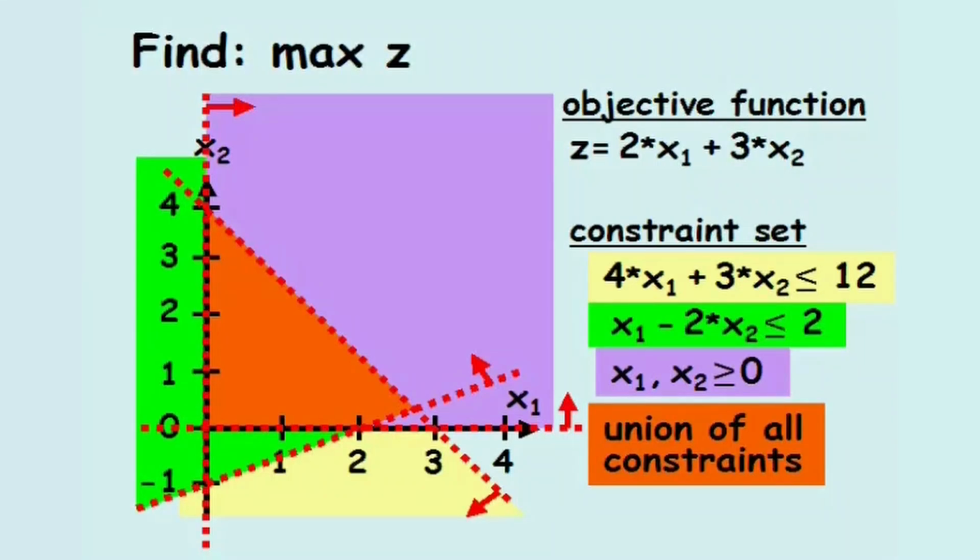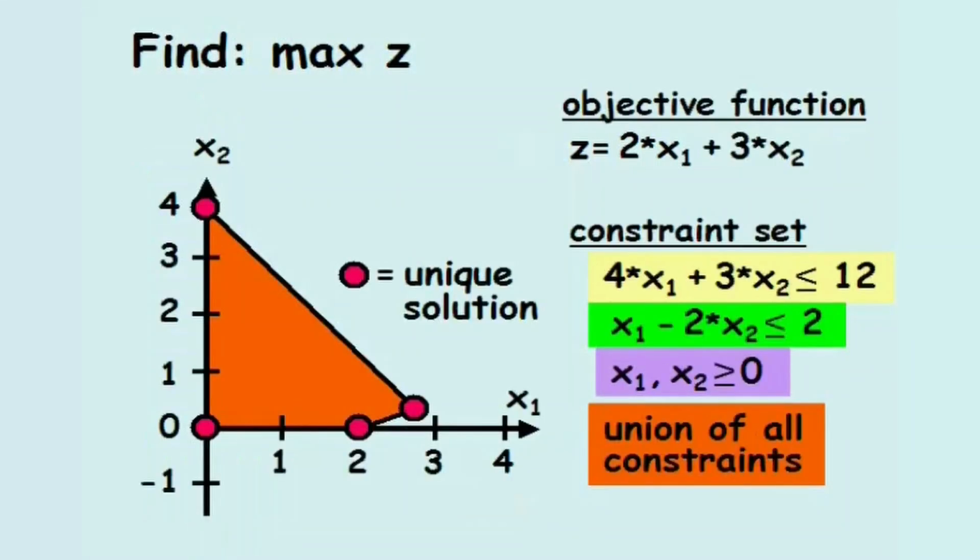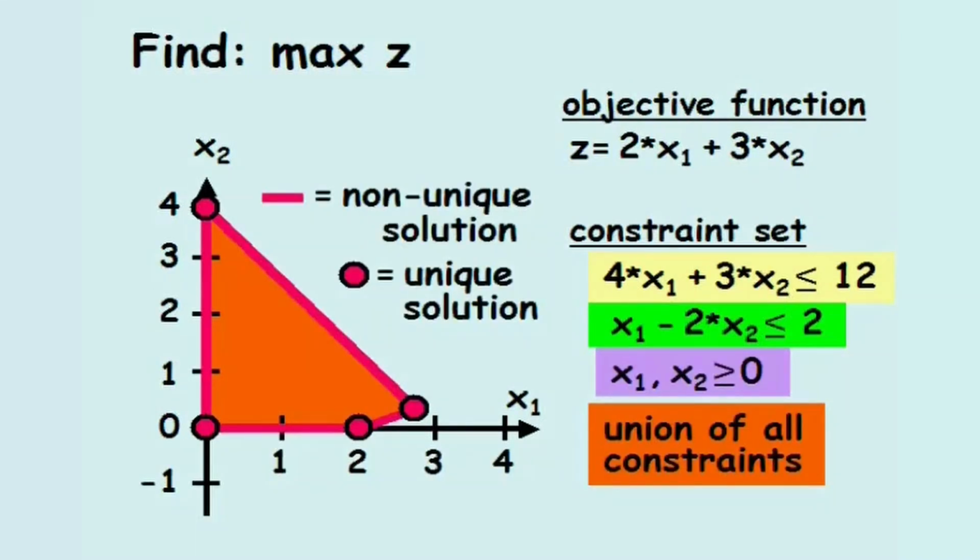Since the objective function is linear, if the optimal solution is unique, it will occur at one of the 4 vertex points on the solution space. If the optimal solution is non-unique, it will occur along one of the 4 edges of the solution space.